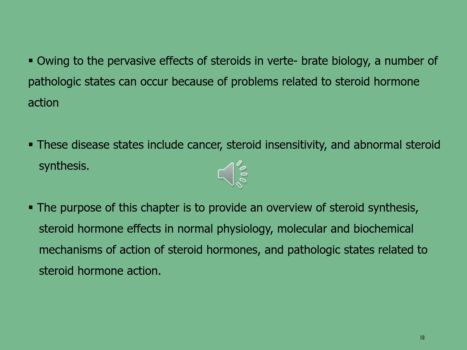Owing to the pervasive effects of steroids in vertebrate biology, a number of pathologic states can occur because of problems related to steroid hormone action. These disease states include cancer, steroid insensitivity, and abnormal steroid synthesis. The purpose of this chapter is to provide an overview of steroid synthesis, steroid hormone effects in normal physiology, the molecular and biochemical mechanism of action of steroid hormones, and pathologic states related to steroid hormone action.